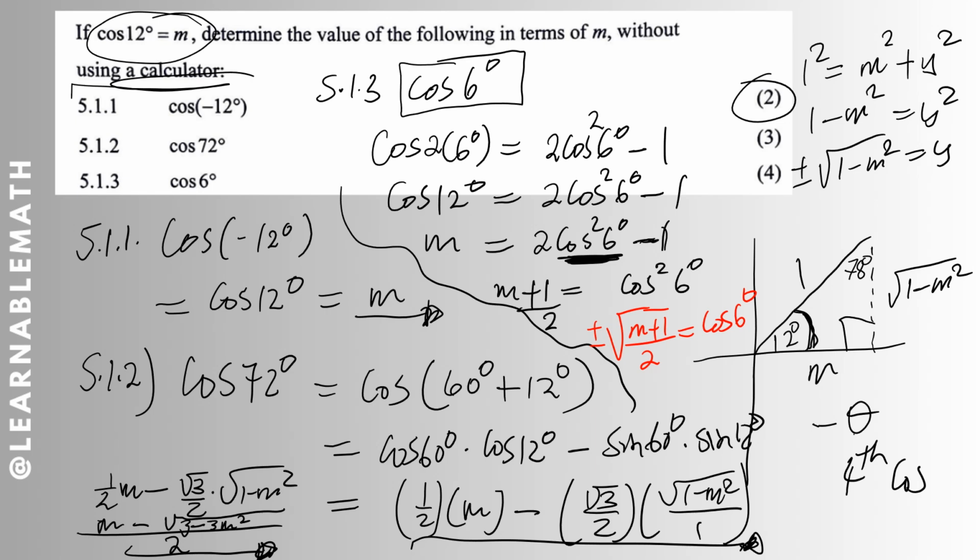Cos 6 degrees. Okay, obviously we are looking at the first quadrant there. 6 degrees is in the first quadrant, so I'll decide on the positive answer, which is plus root of m plus 1 over 2 is equal to cos 6 degrees.